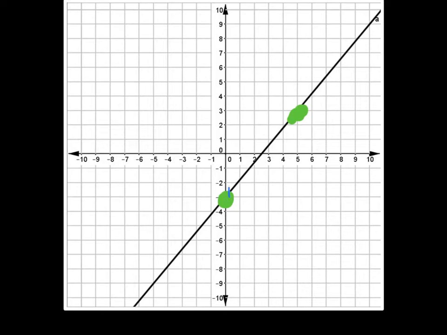Our rise goes up 1, 2, 3, 4, 5, 6. And our run goes over 1, 2, 3, 4, 5. So the slope of this equation would be 6 over 5 because it's rise over run. Please make sure you get these notes on your own paper.